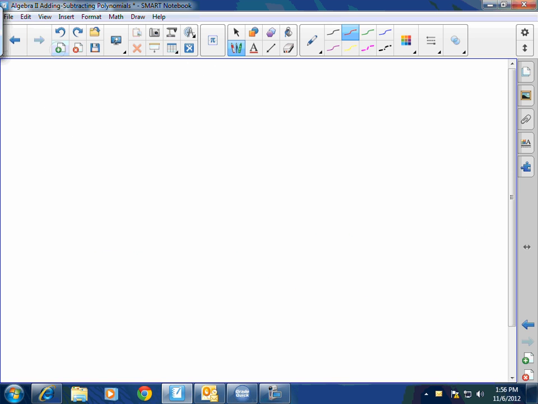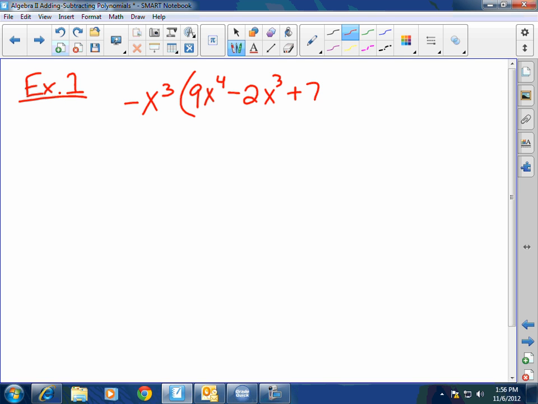Well, we're going to have certain situations, for example, where they give you something like this. Negative x^3 times 9x^4 minus 2x^3 plus 7. And they want to know what that's going to equal. Okay? So what does this remind you of? What property? Distributive property. Very good. So let's distribute. What's negative x^3 times 9x^4? Negative 9x^7.